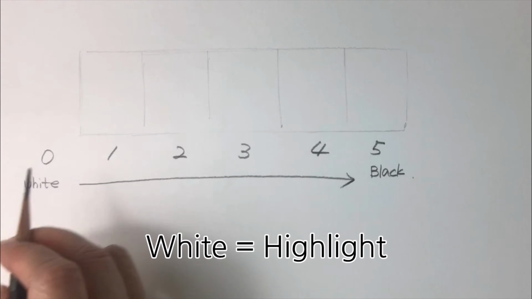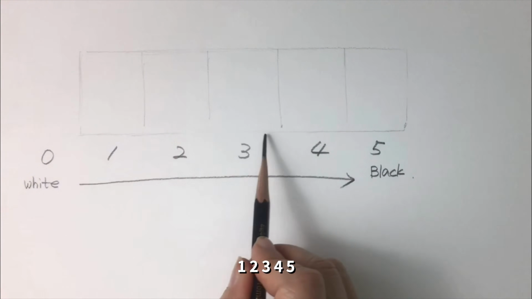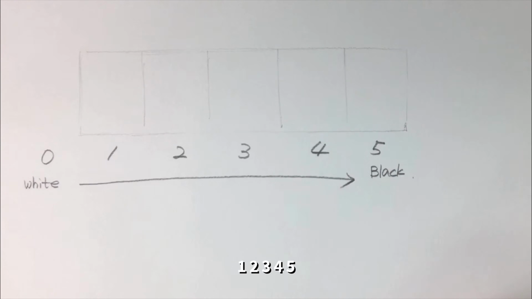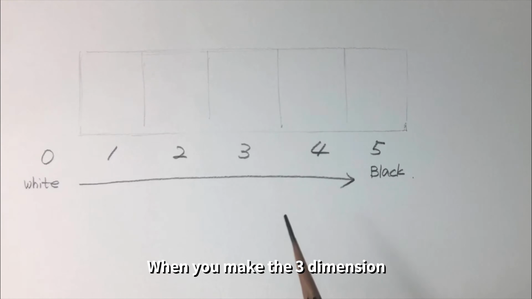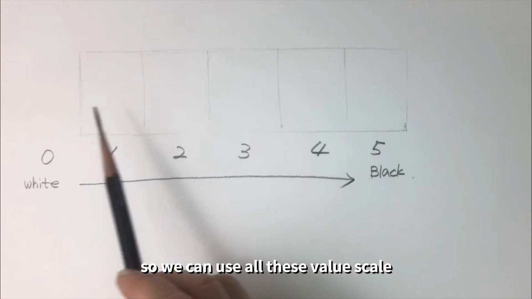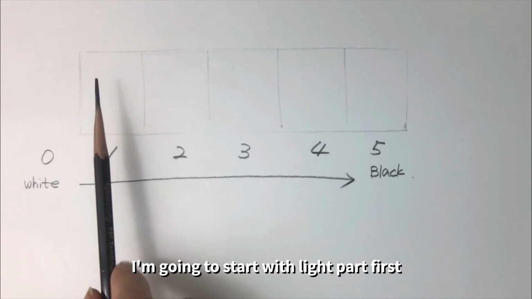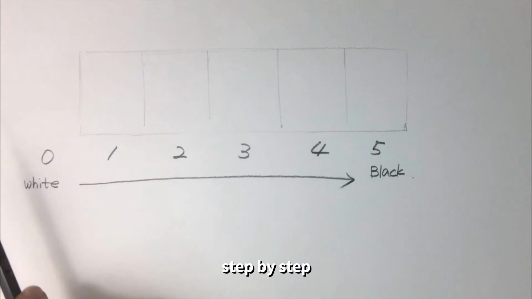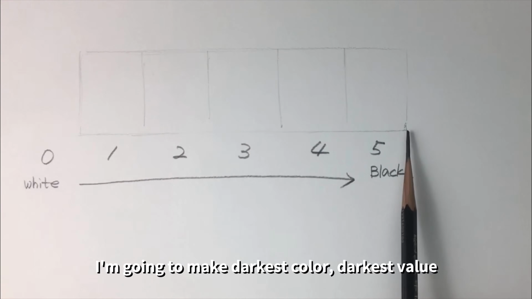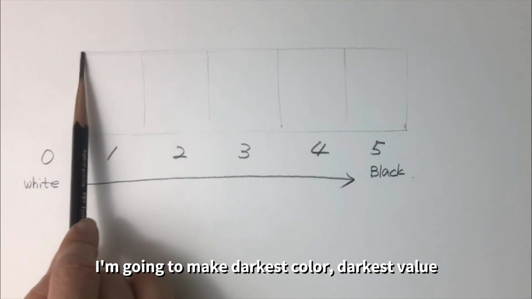White is highlight, and 1, 2, 3, 4, 5. When you make 3-dimension, so we can use all these value scale. Okay, start first. I'm going to start first light part. Okay, step by step I'm going to make darkest color, darkest value.